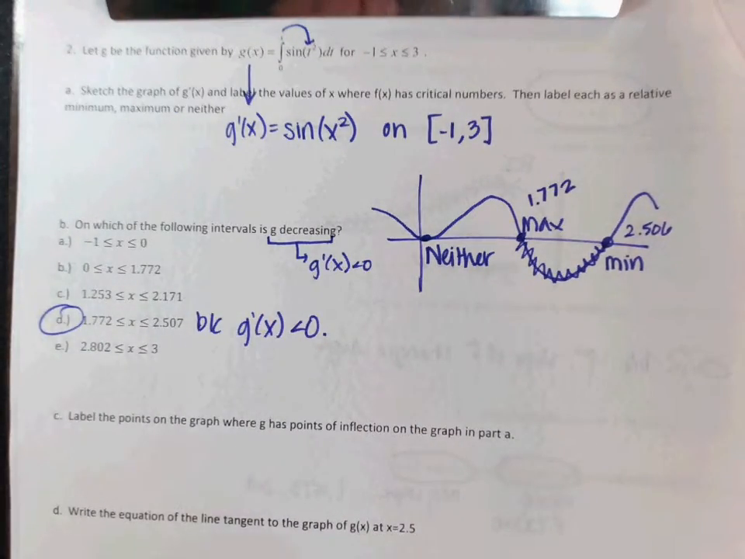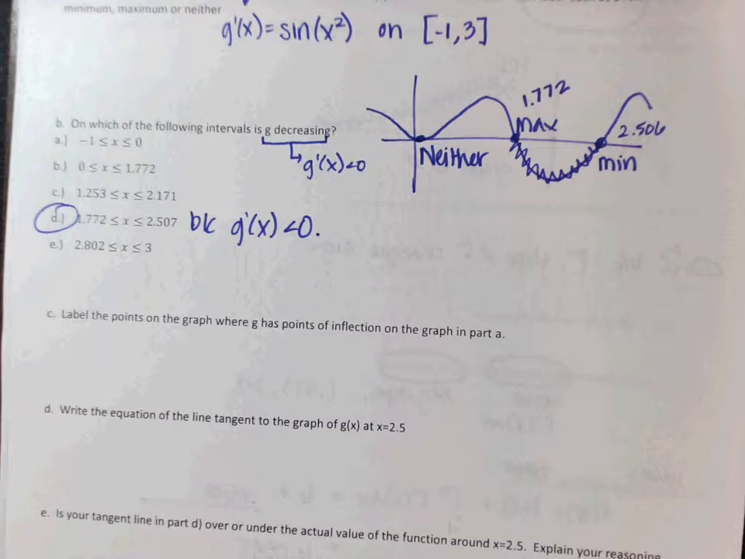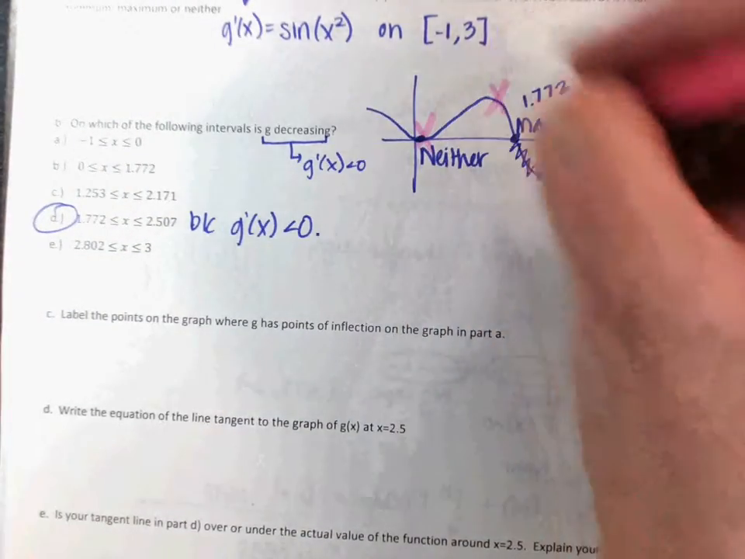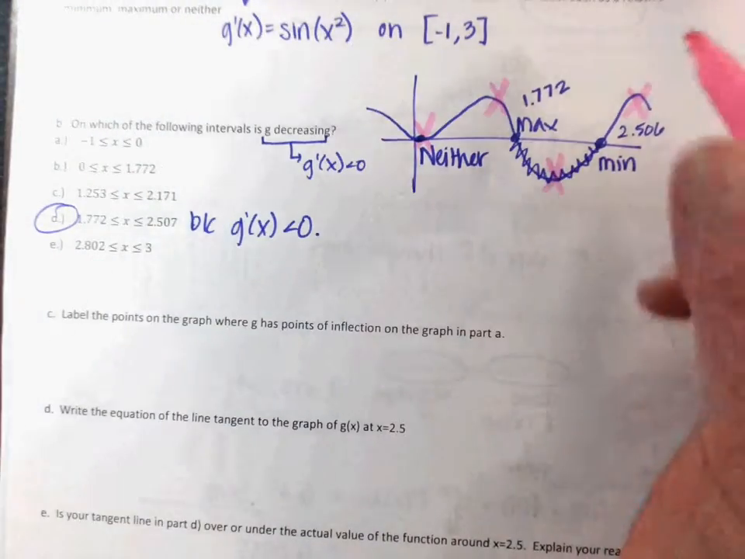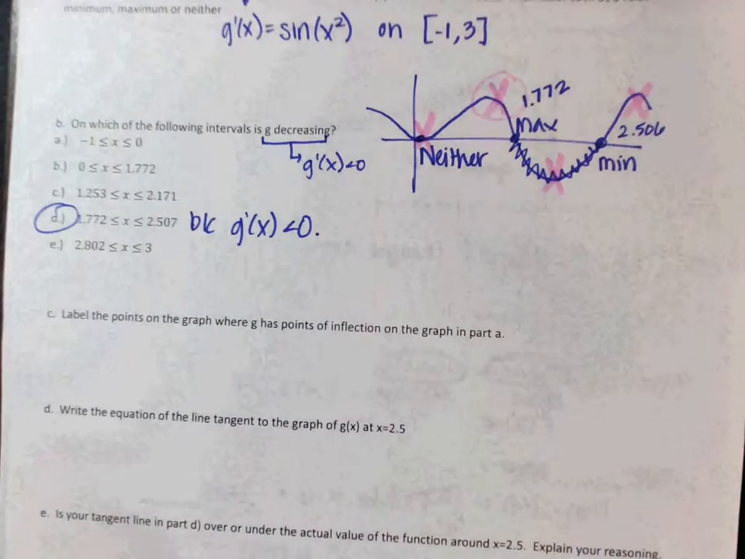Okay, next one says, label the points of inflection. How many inflection points does your graph have? 4. Right? Because you have that last one at the end. It just barely turns before the graph cuts off. Now, I don't need you to find all of them. Just find this one. No, that one's 0. Find this one. Okay, you know how to find it, right?